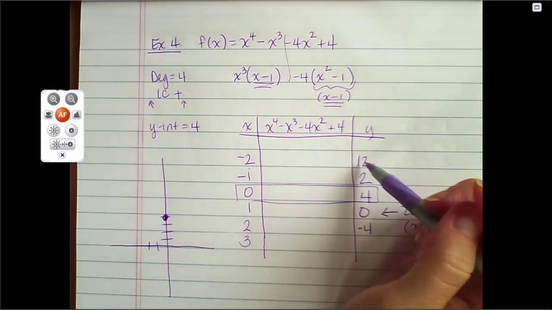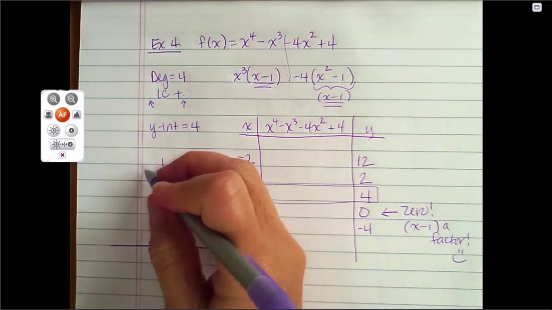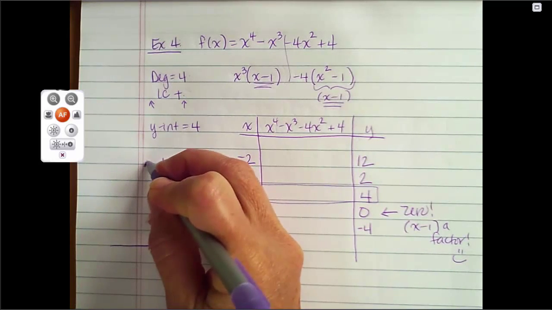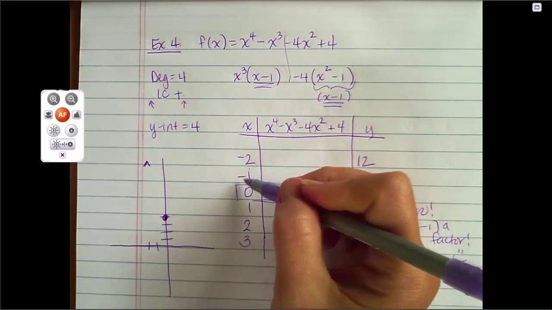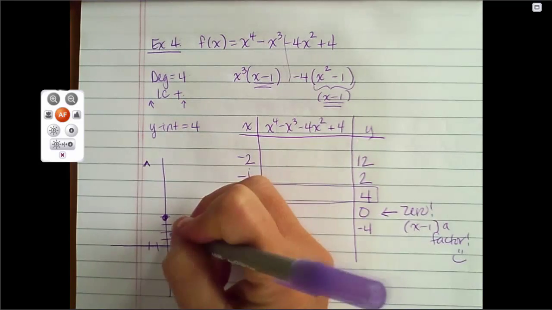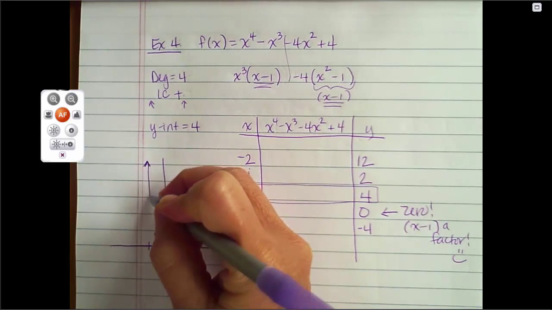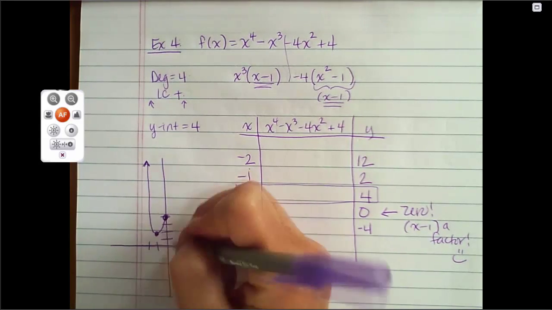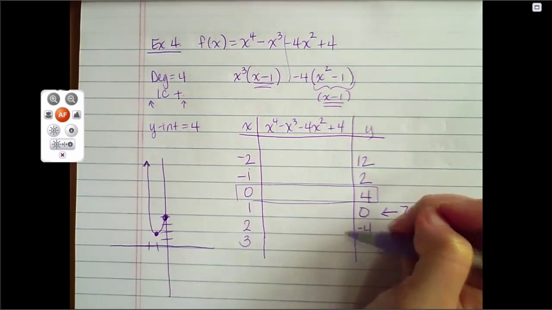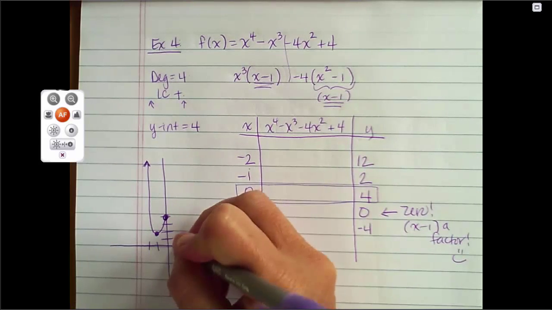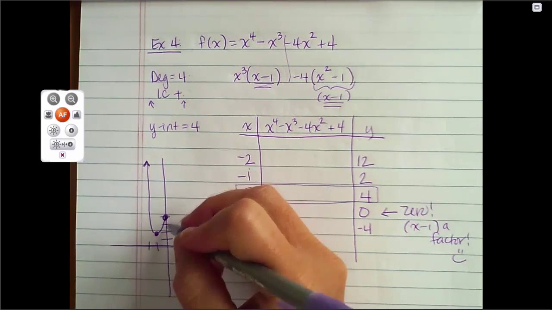So we can draw a quick sketch. When x is negative 2, y is 12. That's up here somewhere, and I know it starts up, so I'm going to put my arrow there. When x is negative 1, y is 2. And then when x is 0, y is 4. So I don't have an x-intercept on the left side. Maybe I have an imaginary root over there. When x is 1, y is 0. So I must turn around here somehow.